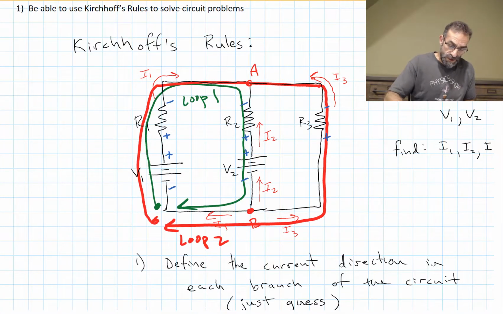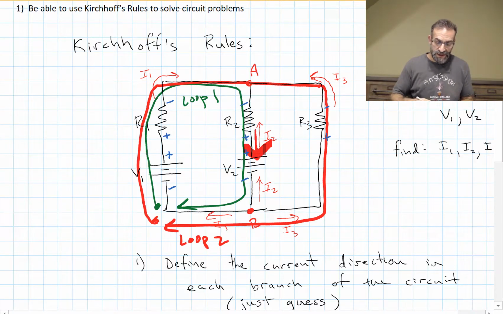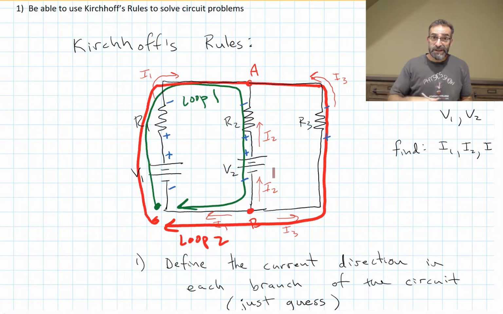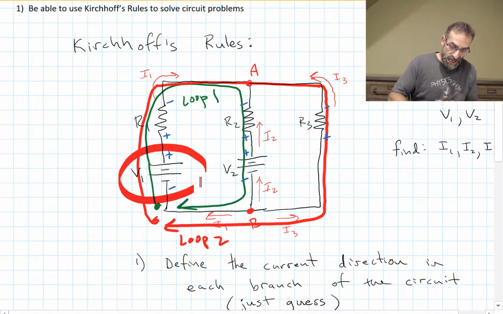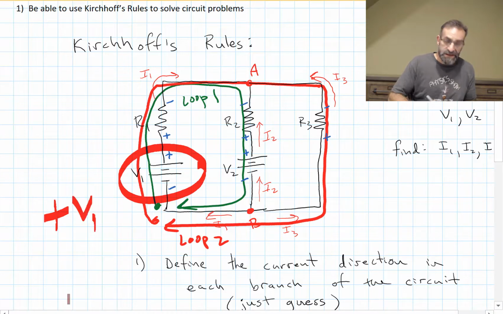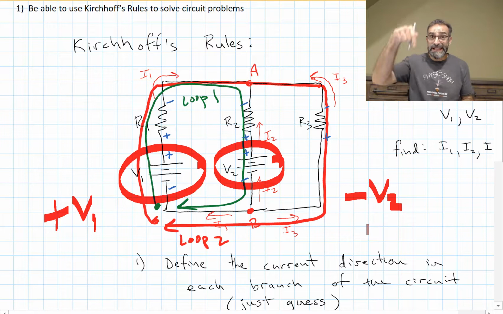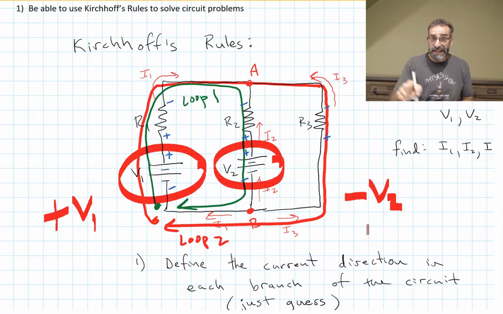Now I am coming up on battery V2. I'm going in the high side, and I'm coming out the low side, so I'm dropping by that voltage. Over here, I went through a battery, and it was a rise in voltage because I went in the low side and came out the high side. But over here, it's a drop in voltage because I went in the high side and I'm coming out the low side. So picking a direction and staying with that all the way around your loop is very important.